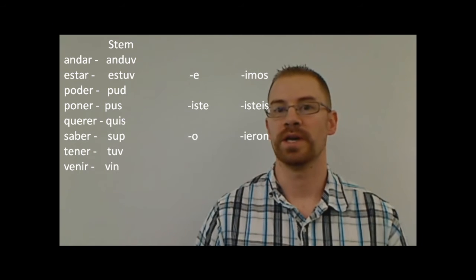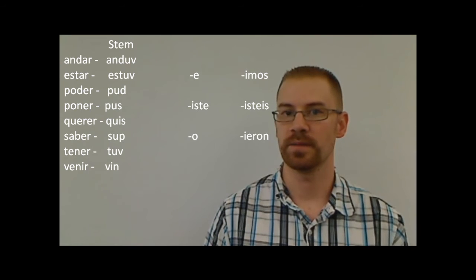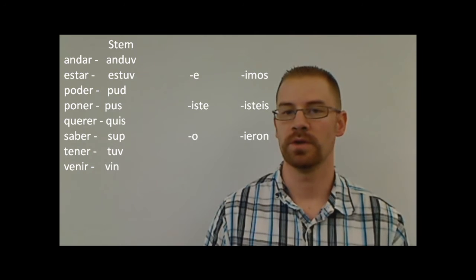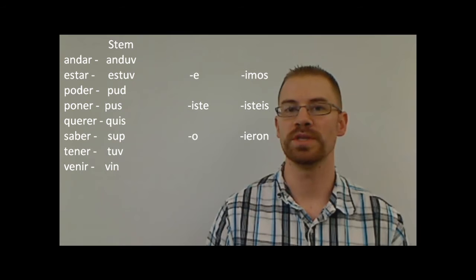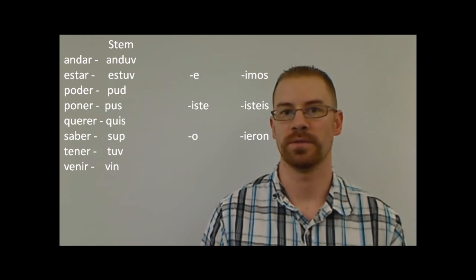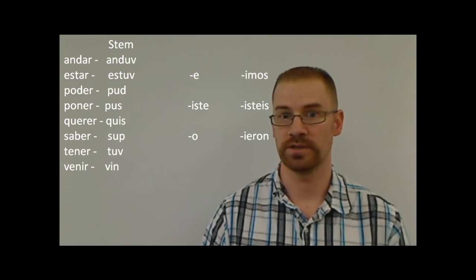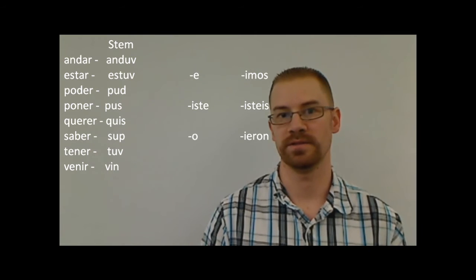Okay, so we have yo pude, tú pudiste, ella, usted pudo, nosotros pudimos, vosotros pudisteis, ellos, ellas, ustedes pudieron. So that's kind of how the endings are conjugated. So really, maybe I'd make some flashcards and just practice these irregular stems so that you can get the endings down. It takes a little bit of time.